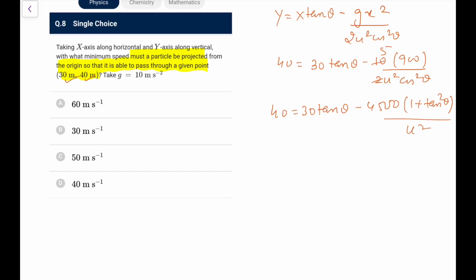So what we have now, 4500 tan square theta, I have minus 30 tan theta into u square, and then what I will have, plus 40 u square plus 4500 equals to 0. So that is what we are getting here. So this is a quadratic in tan theta.